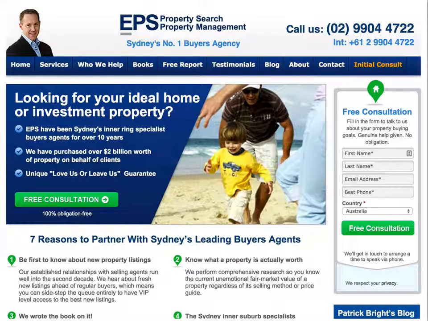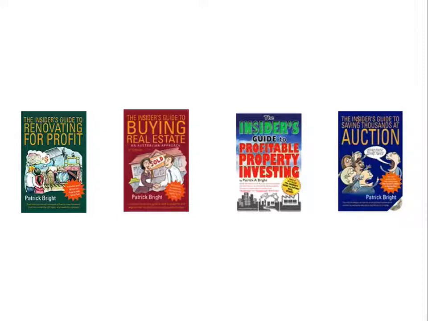Patrick Bright is a property buyer's agent in Sydney. He helps homeowners and investors locate and buy the right property at the right price, and his core service typically costs north of $10,000. Rather than assuming that all website visitors are ready to engage in a discussion around that sort of investment, he's published a series of books.